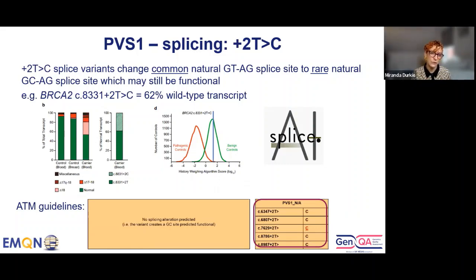So that's shown on the infographic on the left, and then in the middle they also did a family history weighting algorithm, and you can see from the blue line that the family history scoring actually fits right in the middle of benign controls.